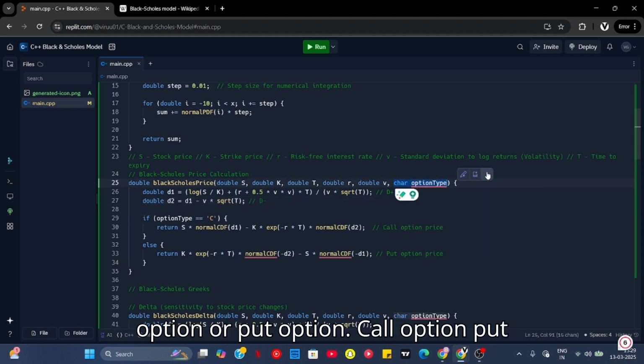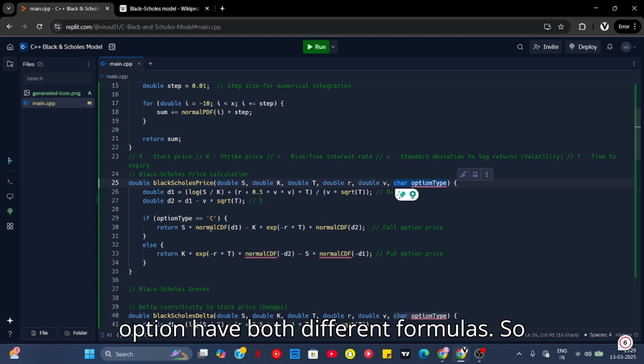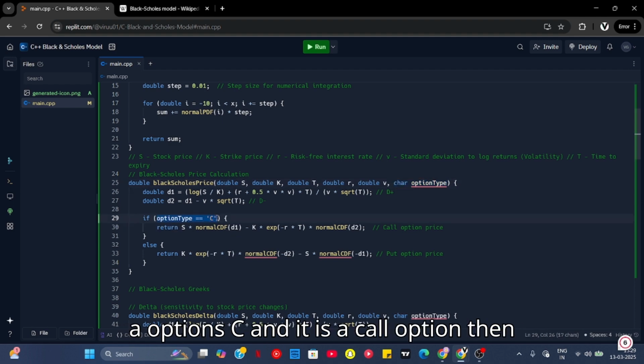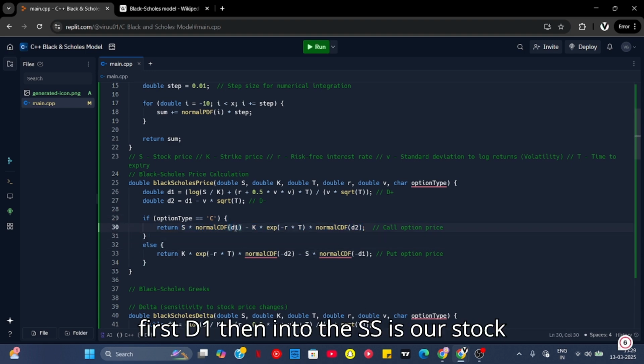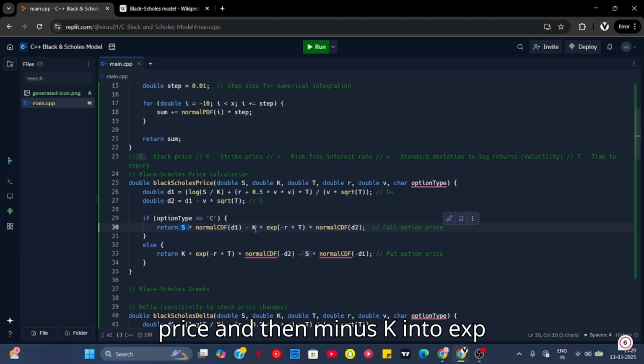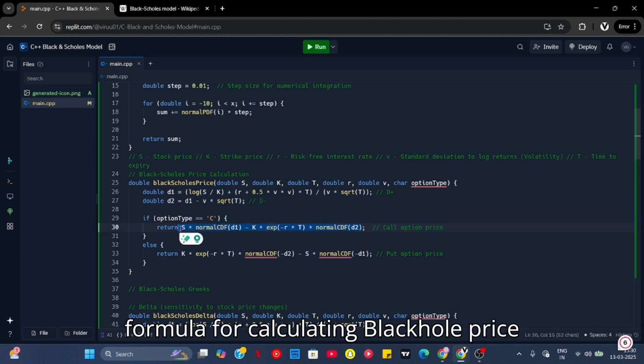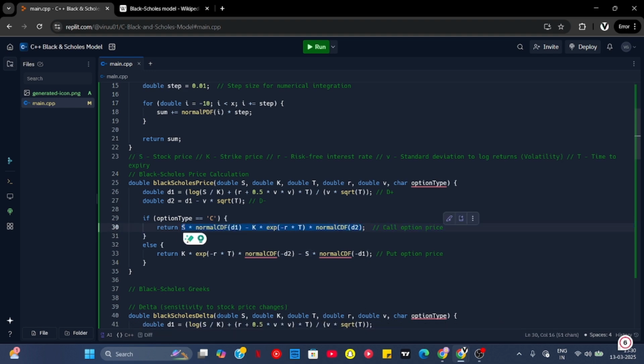Okay. So now we have also taken one more parameter, the option type. Either it is a call option or a put option. Call option and put option have different formulas, so we have put both formulas. If it is option C, that is a call option, then we will return the call option price: the normal CDF of D1 into S, our stock price, minus K into EXP of minus R into T into the normal CDF of D2. This is our whole formula for calculating the Black-Scholes price for a call option.